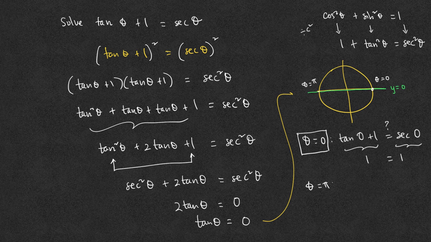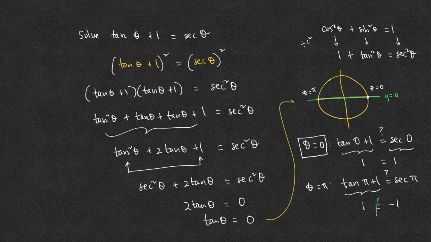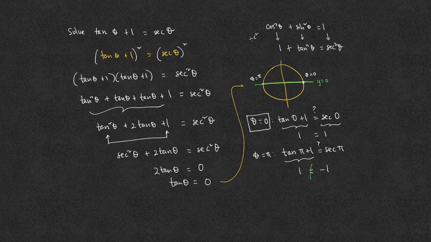When theta equals pi, the left hand side of the given equation is tangent of pi plus 1, and the right hand side is secant of pi. Tangent of pi is 0, so the left hand side is 0 plus 1, which is 1. Secant of pi is 1 over cosine of pi, but cosine of pi is negative 1, so 1 over negative 1 is negative 1. This solution does not work. This does not check out. So the only solution to this given equation is when theta equals 0 in the interval 0 to 2 pi.